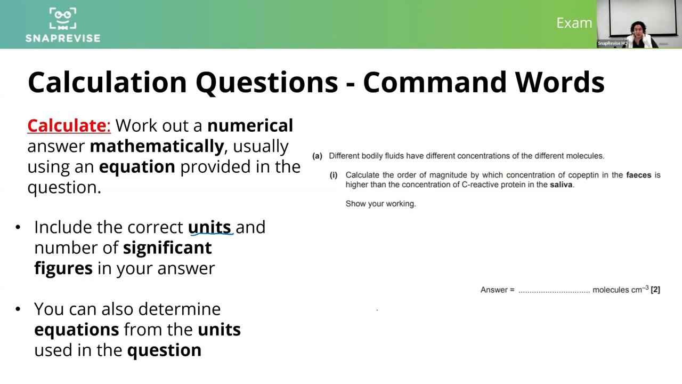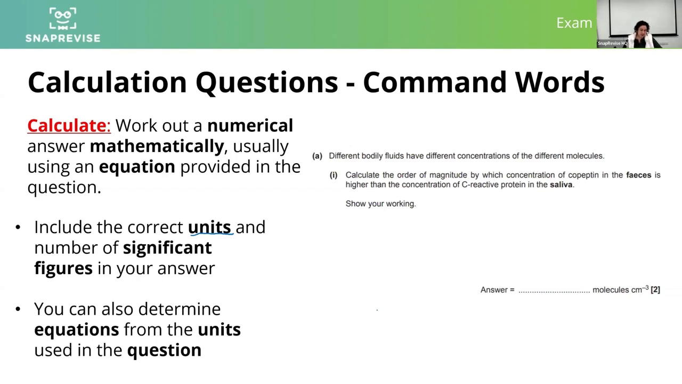Let's see an example. So different body fluids have different concentrations of different molecules. Calculate the order of magnitude by which the concentration of copeptin in the feces is higher than the concentration of C-reactive protein in the saliva. Show your working.